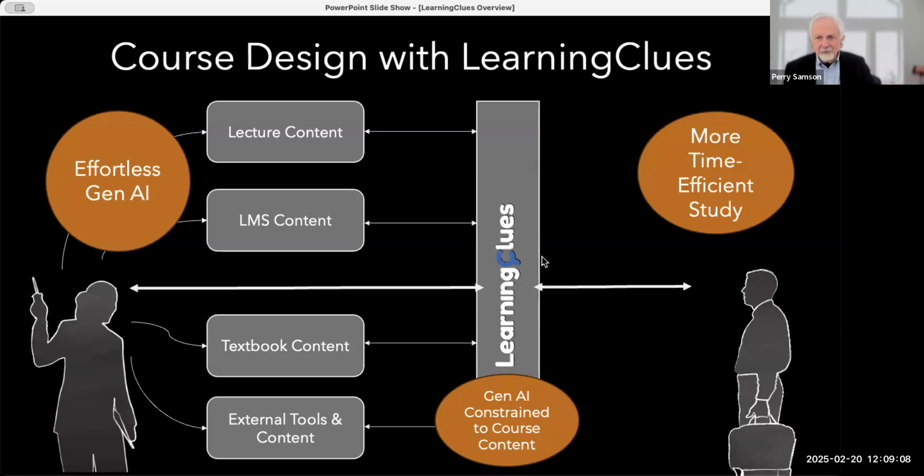And this helps make students' study time more efficient. I'm going to show you how in a moment. And this is one of the keys here again. These students have time challenges and they want to be able to study efficiently. This system would let them find material they need when they need it.